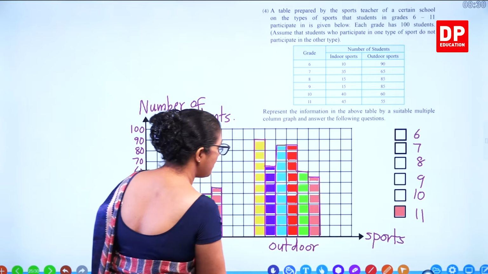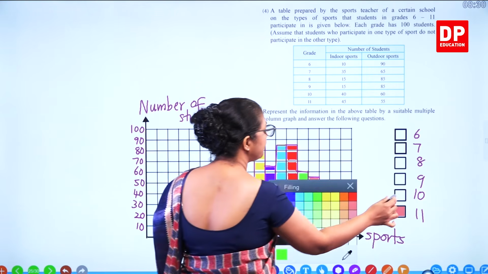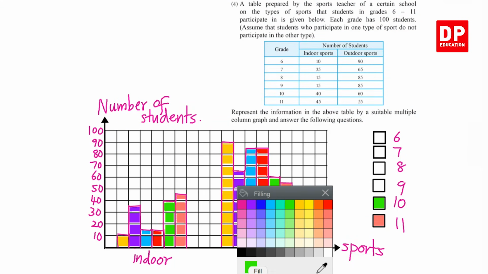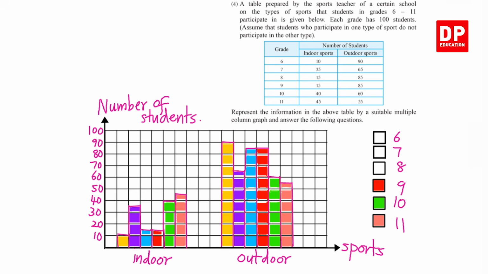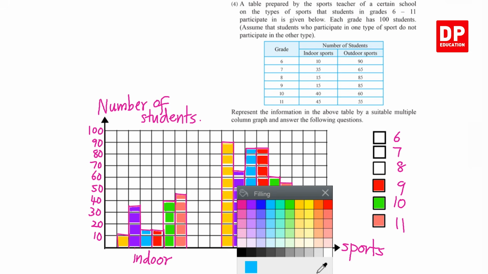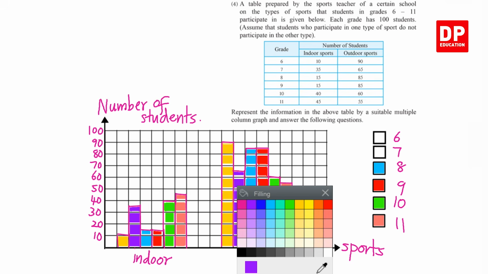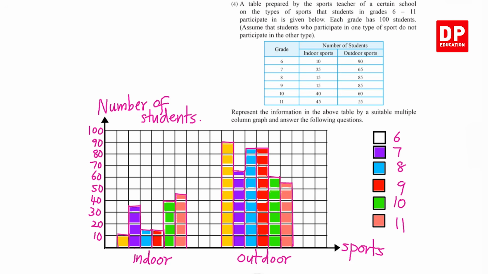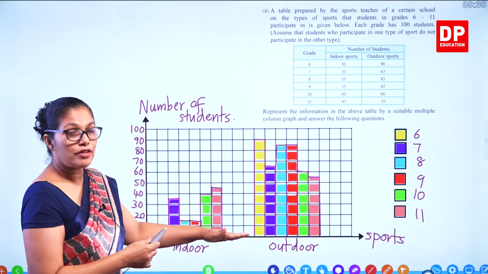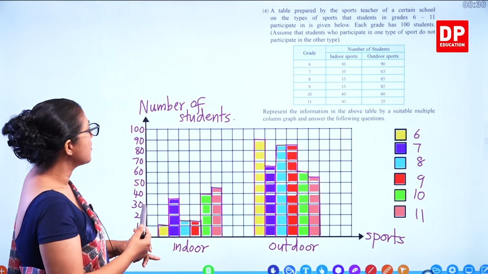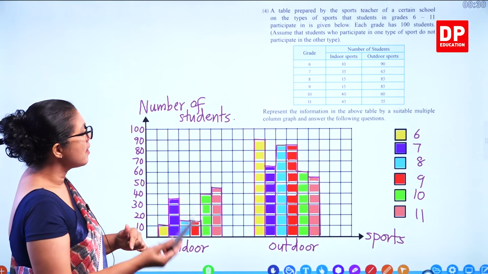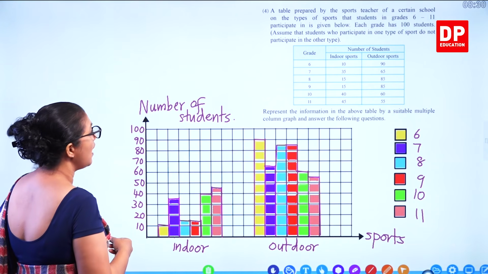So you have to put the same color here. And blue, purple, and yellow. So this is the multiple column graph, and here if you take sports as the horizontal axis, this is the graph. You can do the same thing with other orders. So we'll have a look.